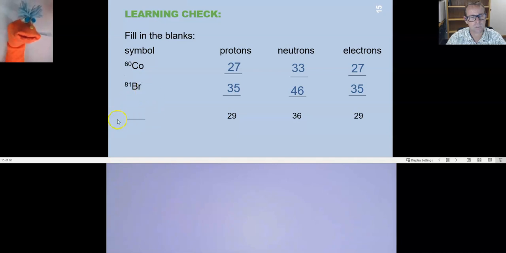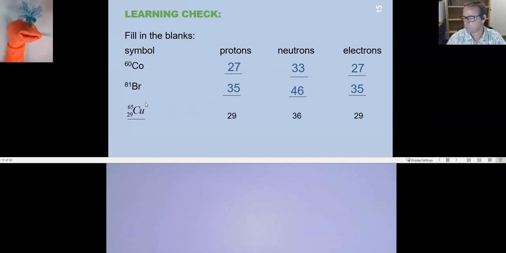So what's this last one here? Oh, that's copper 65. Very good. Copper 65 is what we call it. 65 nucleons, mass number, sum of the protons and neutrons. And then electrons, again, is the same as the protons if there's no charge.